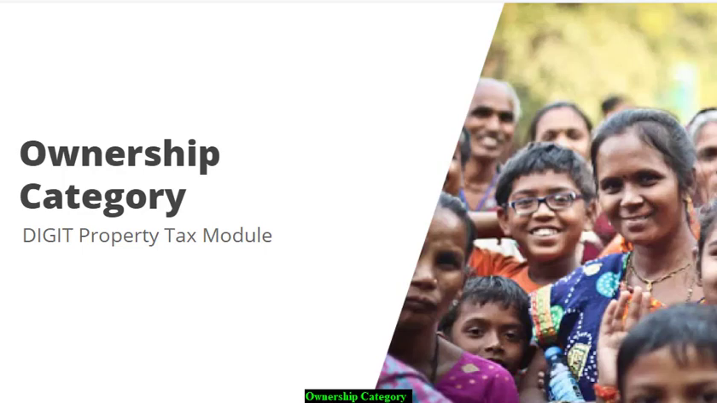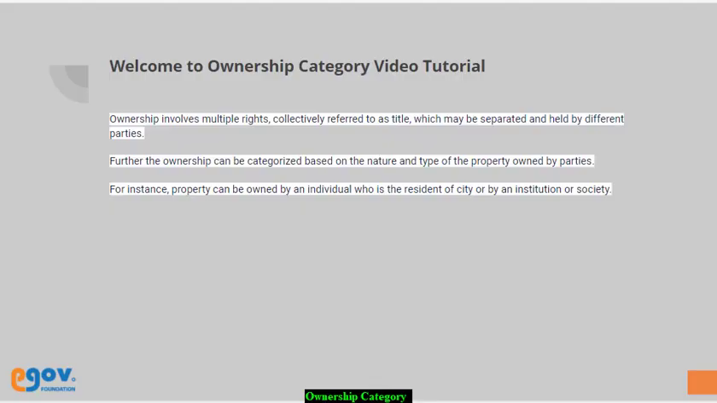This video walks you through the steps involved in configuring the Ownership Category Master Data template in the Property Tax module. Ownership involves multiple rights, collectively referred to as title, which may be separated and held by different parties. Further, the ownership can be categorized based on the nature and type of the property owned by parties.